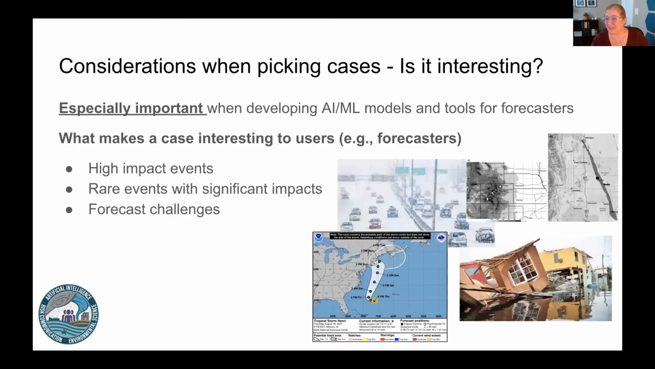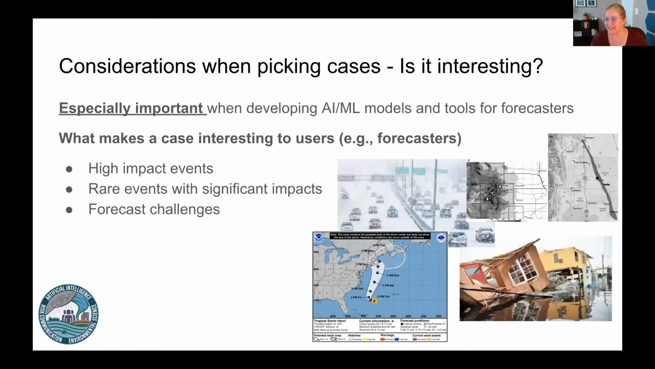The last one, which is sort of a loaded topic, is: is it interesting? That could mean a lot of things. This is especially important when developing AI and machine learning models and tools specifically for forecasters. Things that can make a case interesting to users that we've learned from talking to forecasters are high impact events. So your snowstorms that shut down roads and cause lots of accidents, or the power goes out in New England or Oklahoma, or happen in a lot of different places in the United States.